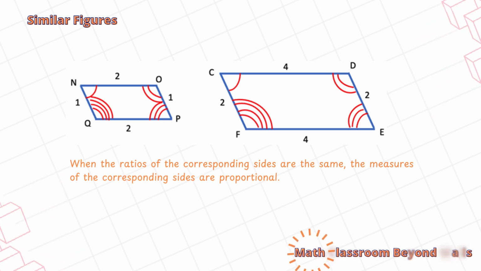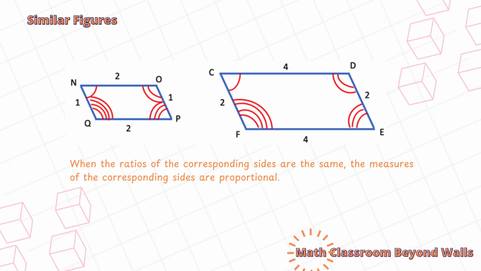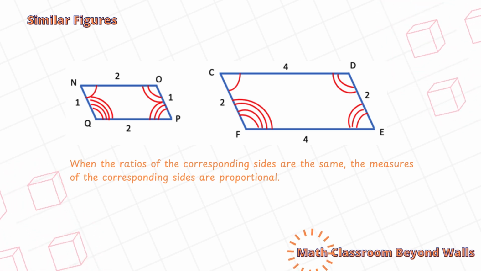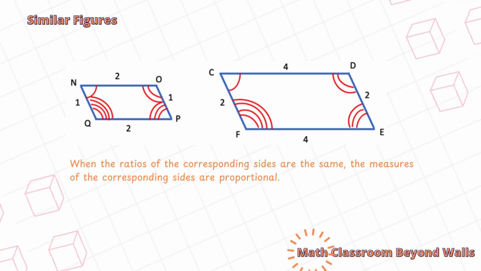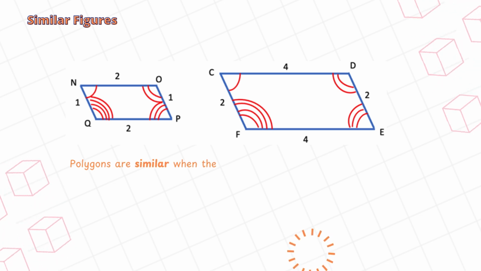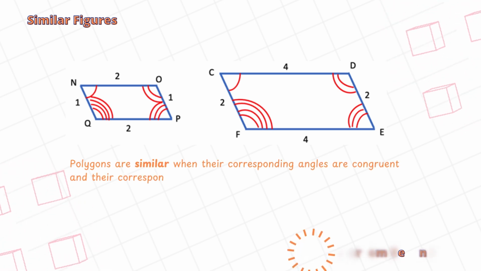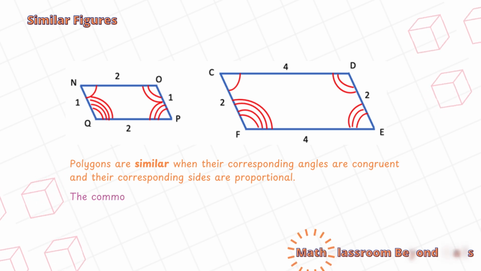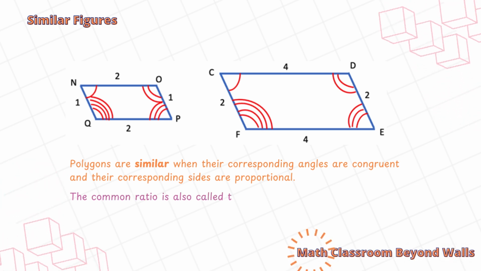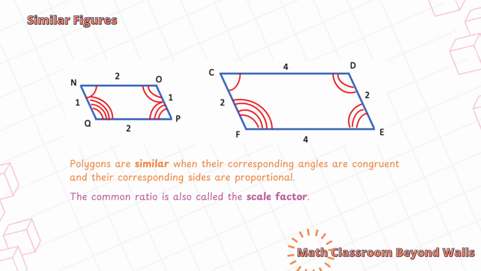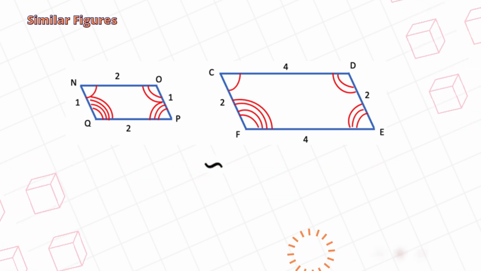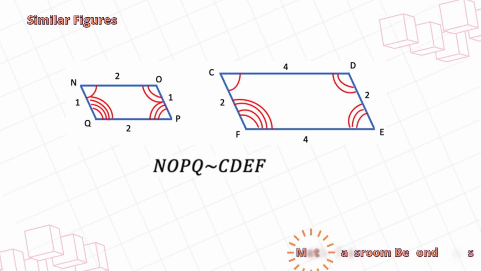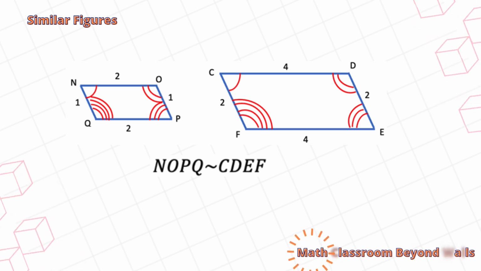Since all corresponding angles are congruent and all corresponding sides have the same ratios, then parallelogram NOPQ is similar to parallelogram CDEF. Thus, polygons are similar when their corresponding angles are congruent and their corresponding sides are proportional. The common ratio is also called the scale factor. The symbol for similarity is this. For the parallelograms that we have here, we can write this similarity statement: NOPQ is similar to CDEF.